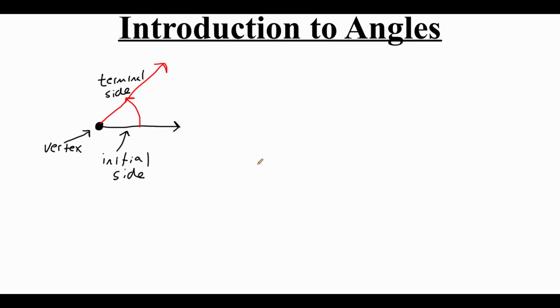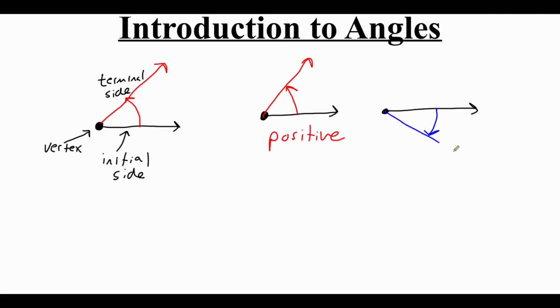Now, depending on which way we rotate our ray, that's going to give us different kinds of angles. So let's start with a new ray here. If we rotate this ray in the counterclockwise direction, that creates a positive angle. But if we were to take that ray and go in a clockwise direction, then that's going to create a negative angle.